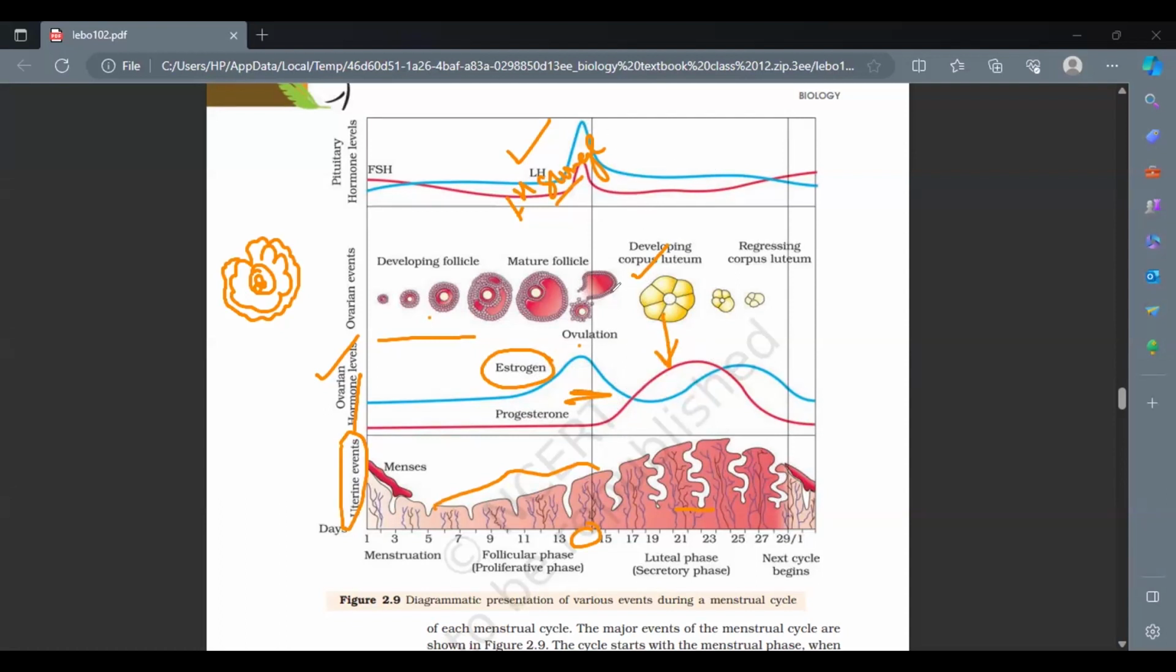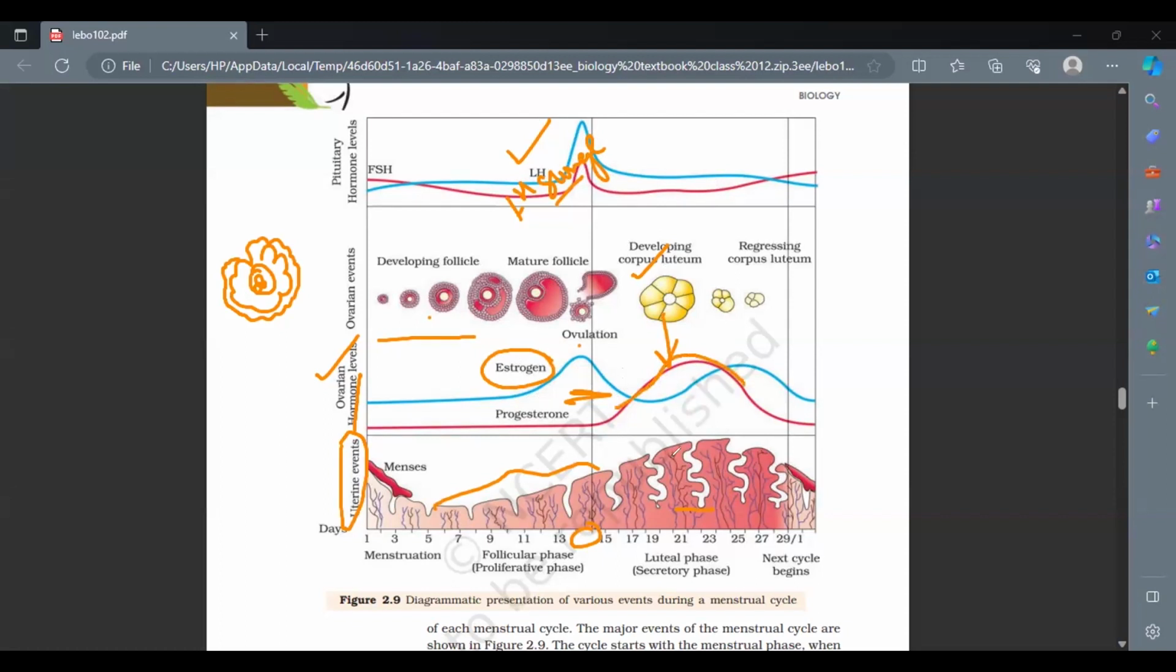LH has gone down because the ovulation has happened. You can see the blue line coming down. FSH has also gone down because the follicles have also matured sufficiently. But what is increasing? Estrogen is going down, but what is increasing is the progesterone level. And the reason is that the development of the corpus luteum after the ovulation process is now producing the progesterone. So you have the highest level of progesterone at the time when the development of the corpus luteum is happening.